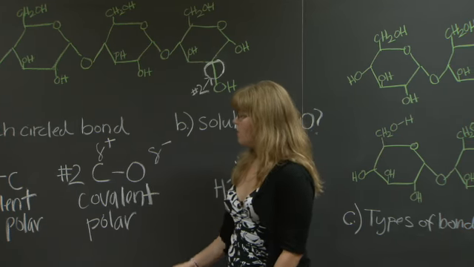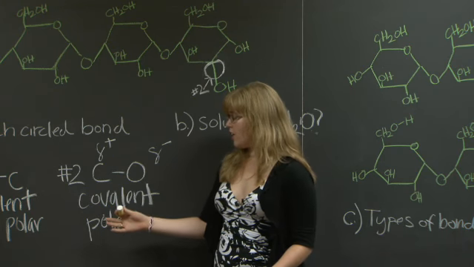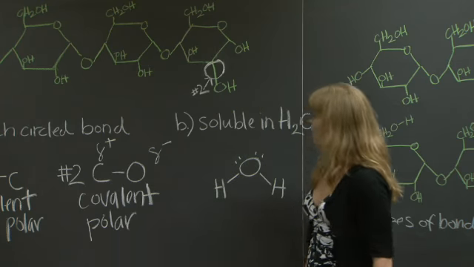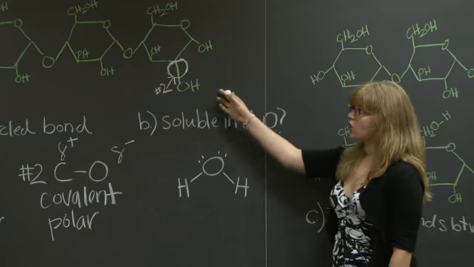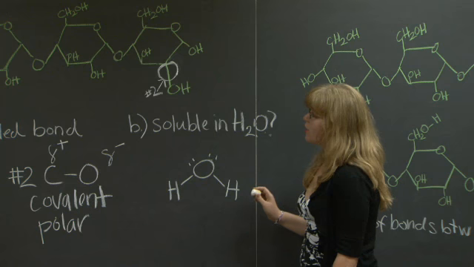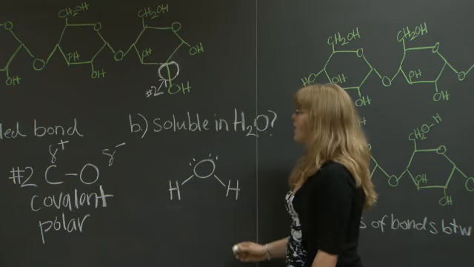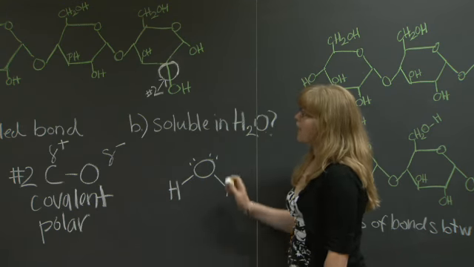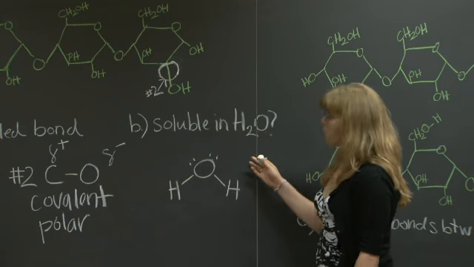So in this first part, we learned the difference between a covalent nonpolar and a covalent polar bond. The second part of the problem, part B, asks if this sugar molecule is soluble in water. So first you need to know whether this molecule is polar or nonpolar. And since we know that it has carbon to oxygen bonds, we know that it has polar bonds, so it is a polar molecule. And what do we know about water?